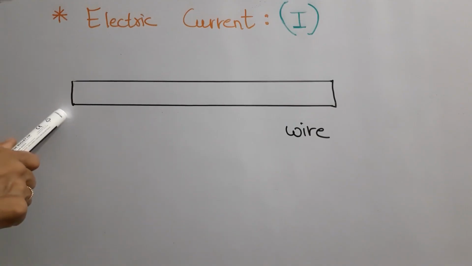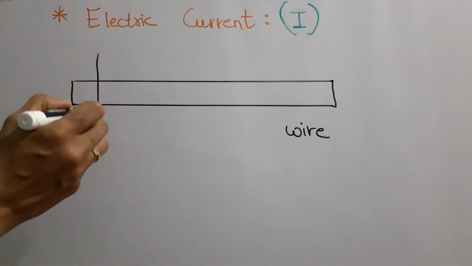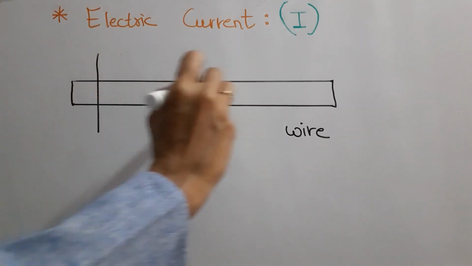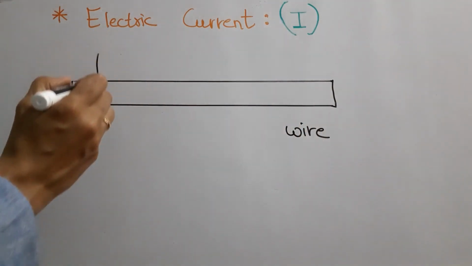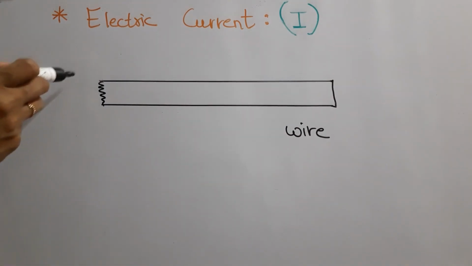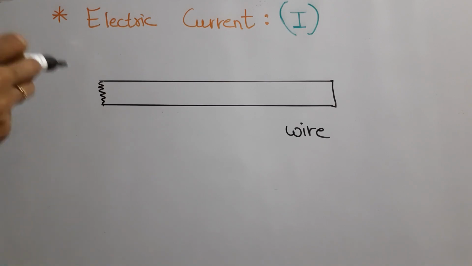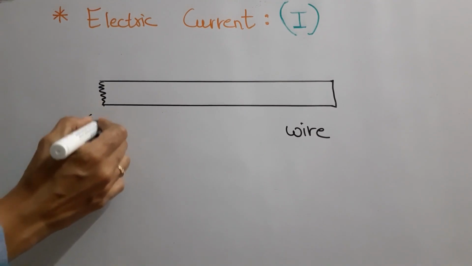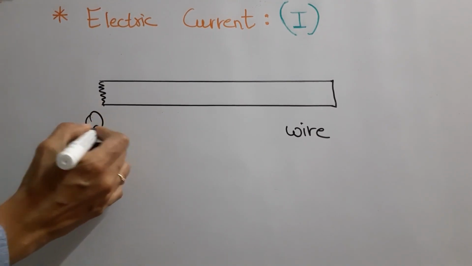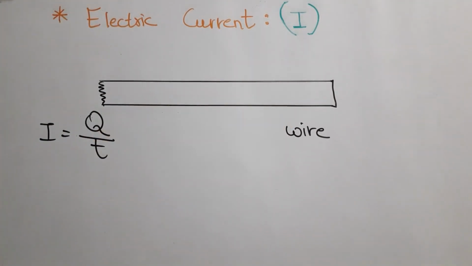I am taking a wire. I am going to cut this wire perpendicular to its length. This is the length of the wire and I am cutting it perpendicular to the length. Then the circular surface which I got after cutting, it is called as area of cross section of the wire. And how much charge is flowing through this cross section in time 1 second is equal to the current flowing through this wire.